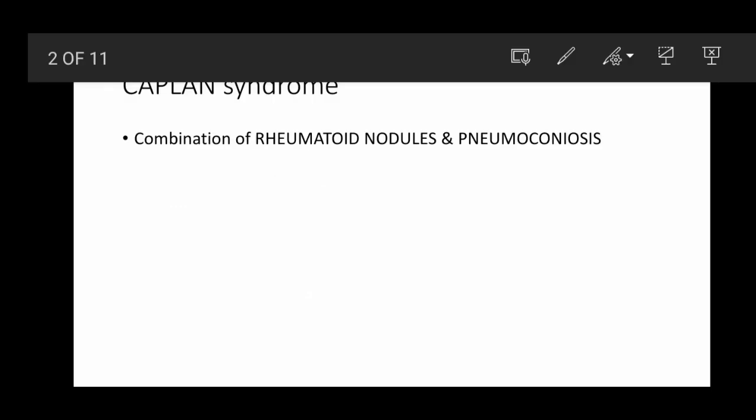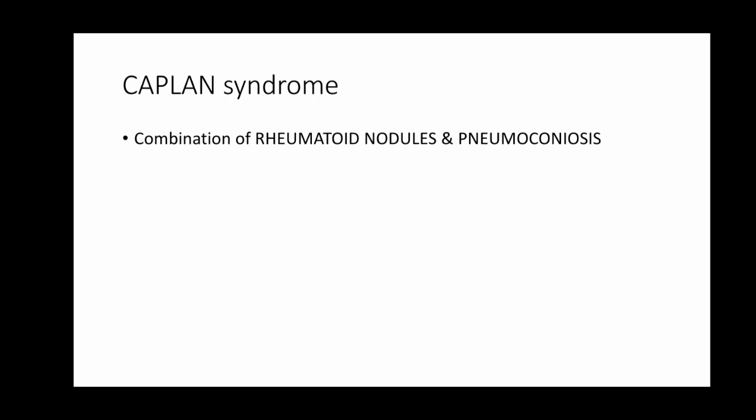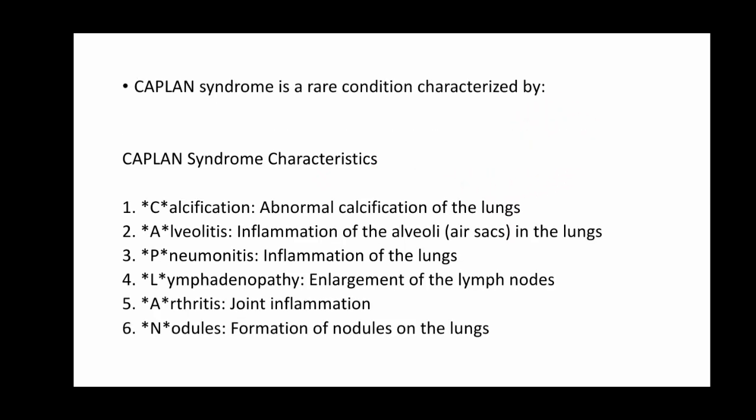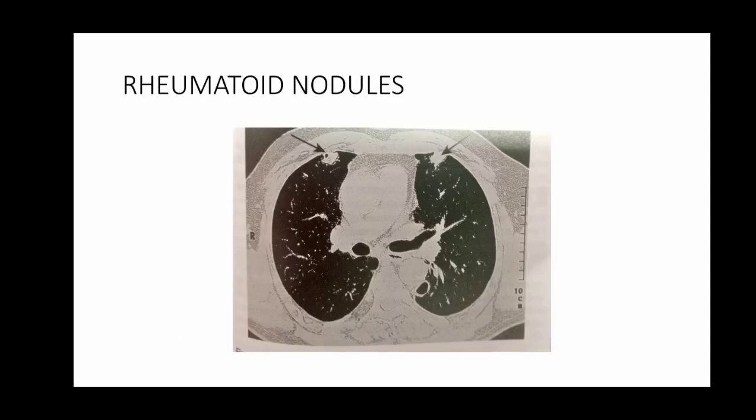Okay, first Caplan syndrome. It is the combination of rheumatoid nodules and pneumoconiosis. Rheumatoid nodules occur in pneumoconiosis, that is the Caplan syndrome. And you can easily remember the characteristics with the name Caplan, that means C for calcification, A for alveolitis, P for pneumonitis, L for lymphadenopathy, A for arthritis and N for nodules. And it is the rarest condition.